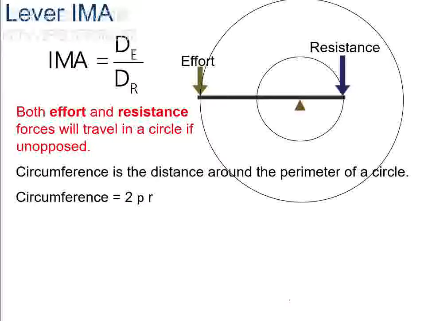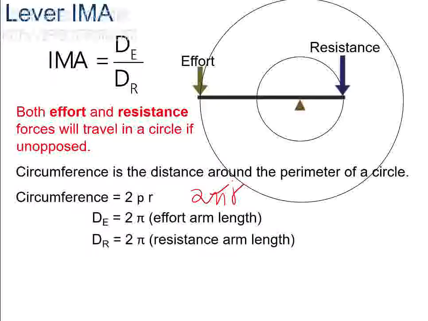And ideal mechanical advantage: both effort and resistance for a wheel traverse a circle. Circumference is the distance around the perimeter of a circle. Therefore, circumference is equal to 2 pi r. For this, 2 pi times the effort arm is the distance moved by the effort, and 2 pi times the resistance arm is the distance moved by the resistance. Therefore, we can take small r and capital R for both.